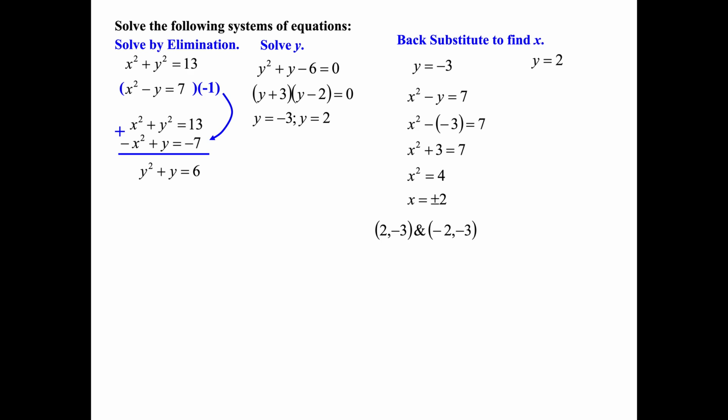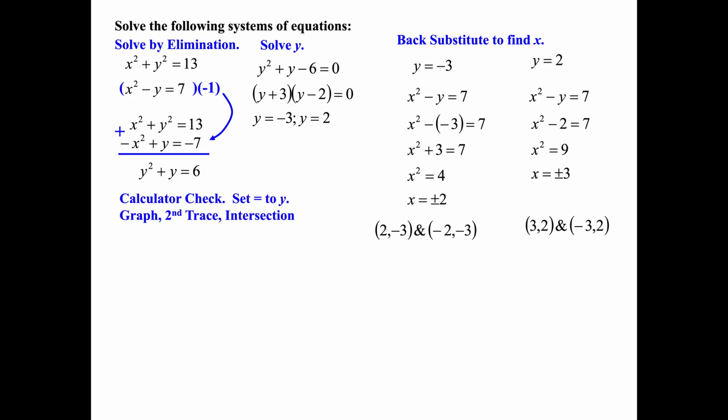We'll do the same thing with y equals 2. x squared minus 2 equals 7. Add over the 2 to the 7 makes it a 9. Take the square root of 9, which makes it a 3, but it's positive or negative. That generates 2 possible points for intersections. So I have 4 intersections. I'm going to graph them and verify them.